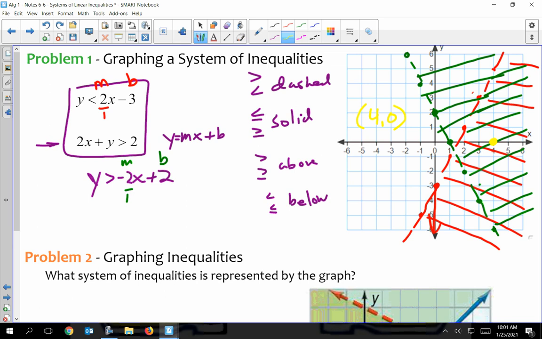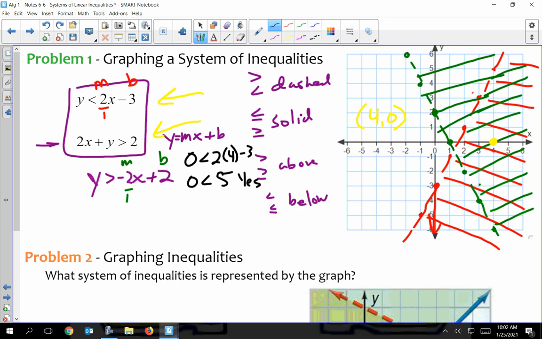Okay. But you've got to go back to the original equations, and you've got to make sure you plug it into both for it to be true. So your x is 4, your y is 0. Plugging it into the first one, I'm going to get 0 less than 2 times 4 minus 3. 2 times 4 is 8. 8 minus 3 is going to be 5. So is 0 less than 5? And it is, so that's a yes. So it worked for the first one.